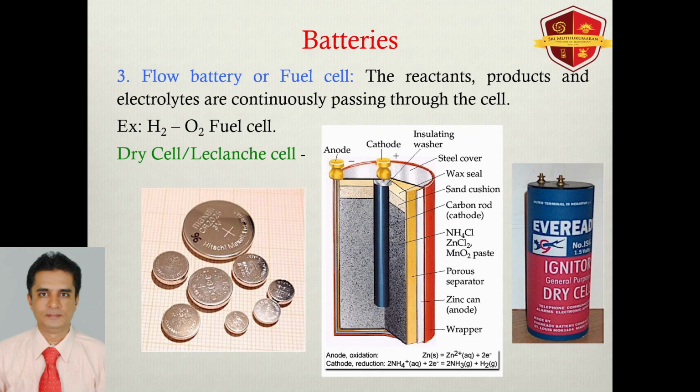Flow battery or fuel cell: the reactant, product and electrolyte are continuously passing through the cell. When the reactants are stopped, the energy is stopped. Example: hydrogen oxygen fuel cell. Dry cell or Leclanche cell: the view of the cell is displayed in this picture.